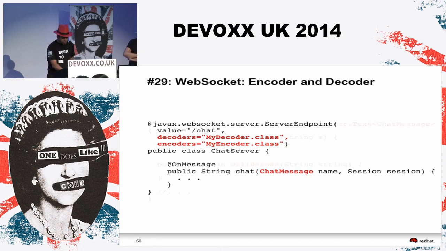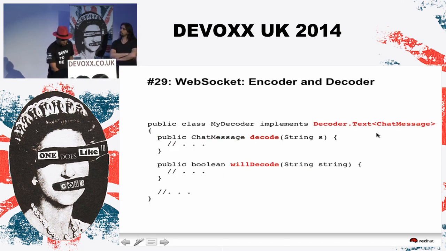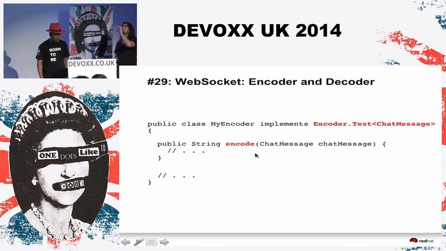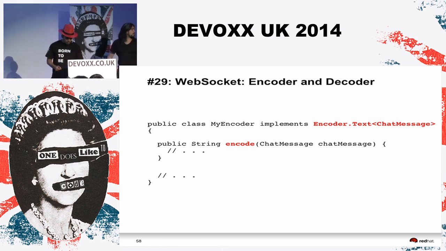My decoder is implementing Decoder.Text, and I know how to decode a ChatMessage. It takes a string payload and returns my business object, which is right back here. Similarly, in my encoder, I'm implementing Encoder.Text, and I'm encoding a ChatMessage to a string. Because essentially, on the wire, what goes is text or binary, so you still have to do that conversion.